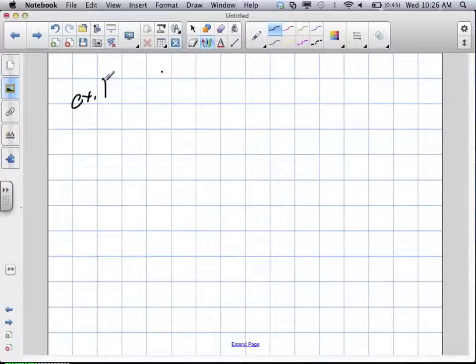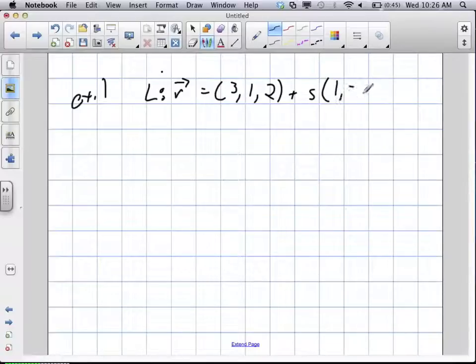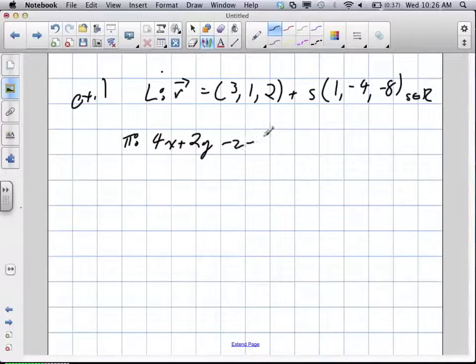Example 1 says determine the point of intersection between the line, okay? The line represented by this equation, vector r having point 3, 1, 2 plus direction vector 1, -4, -8. Okay? And our parameter is all real numbers. And they're talking about the intersection point between this line and this plane. And the plane is represented by 4x plus 2y minus z minus 8 is equal to 0. Now, we have to find out if there's 1, none, or infinite amount of solutions.